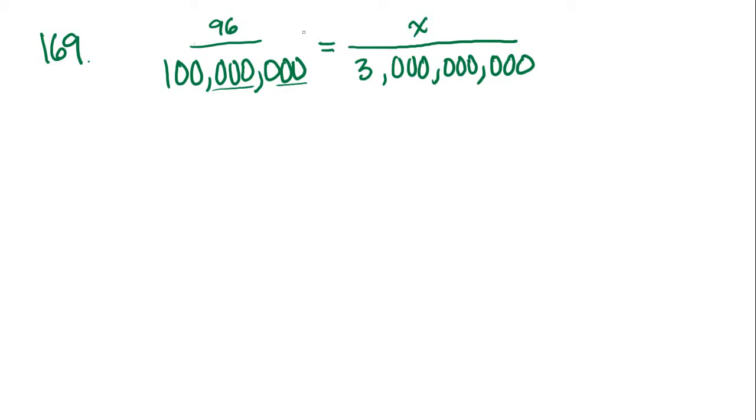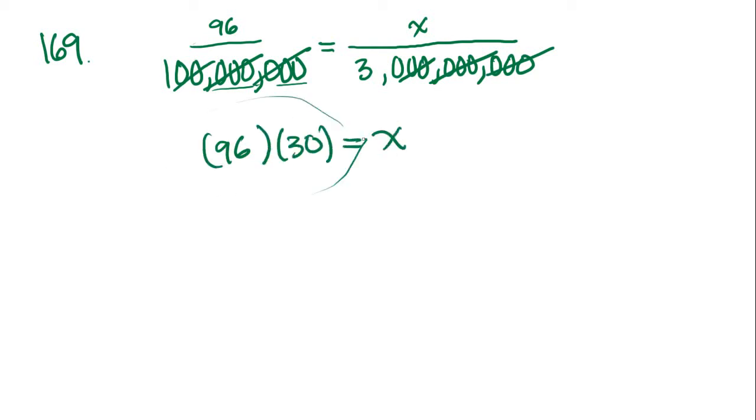Cross multiply, but that would be kind of stupid because you'd be writing these zeros over and over. Let's cancel out some zeros in sets of 3s, like so. And we have 2 extra zeros here, let's cancel them out. And so what you're left with is 96 times 30 equals x. So whatever this is going to be your answer.